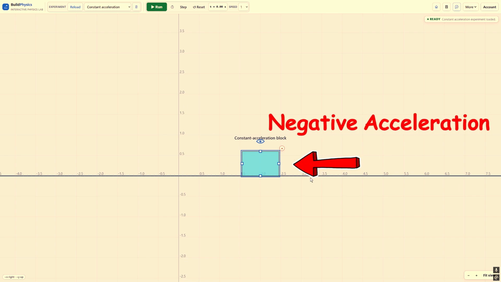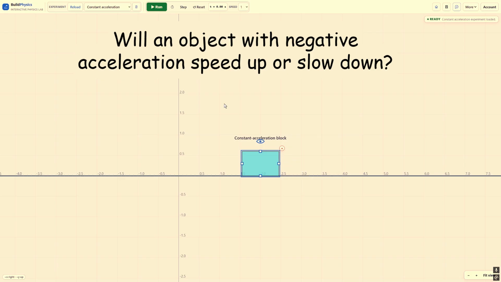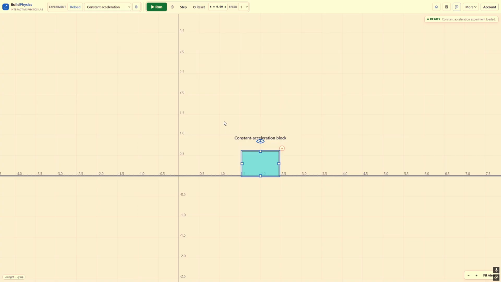Check this out. This block here has a negative acceleration. Question: will this block speed up or will it slow down? Go ahead, think about it, have your answer. All right, let's lock it in. So, what is the answer?